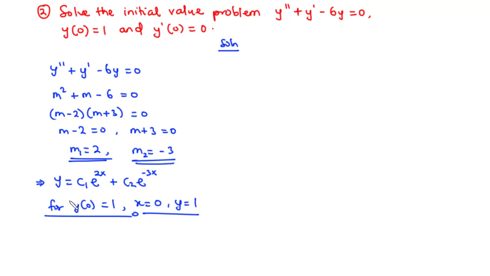So that becomes 1 = c1 e^(2·0) + c2 e^(-3·0). So this becomes 1 = c1 + c2, because 2 times 0 is 0, and e to the power 0 is 1. Any non-zero number raised to the power 0 is equal to 1. So we have 1 times c1, which is c1. The same happens to this term, so we have plus c2. We call this equation 1.